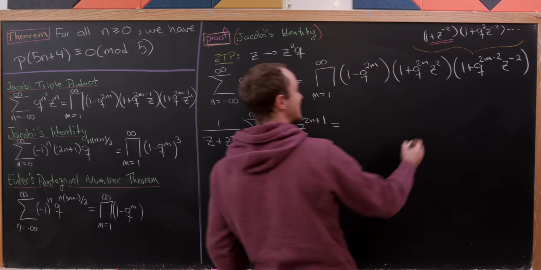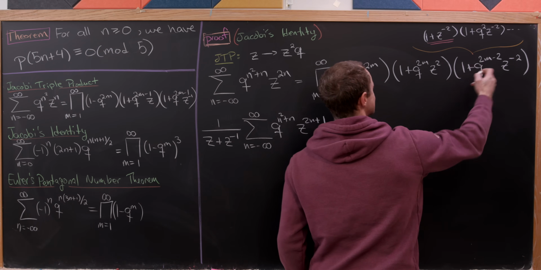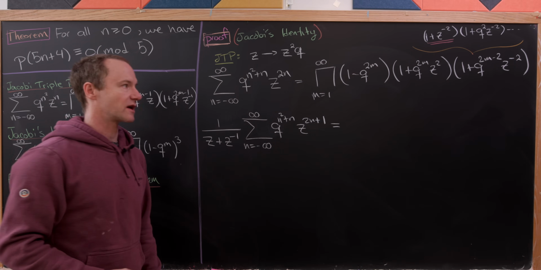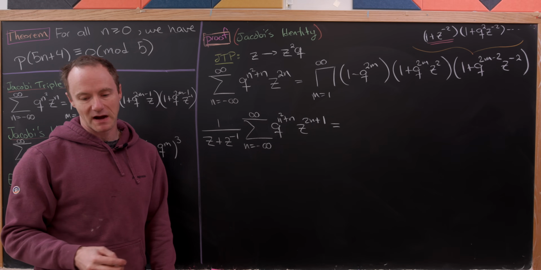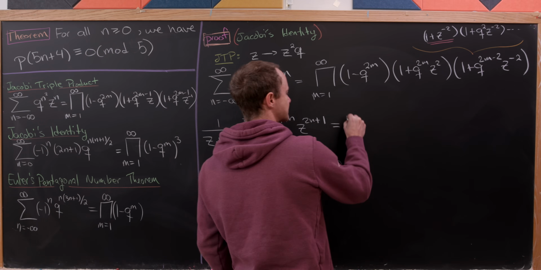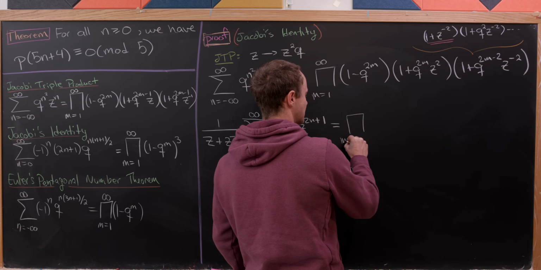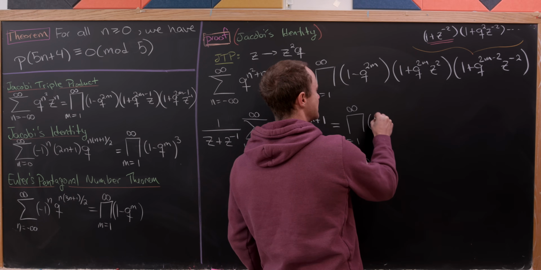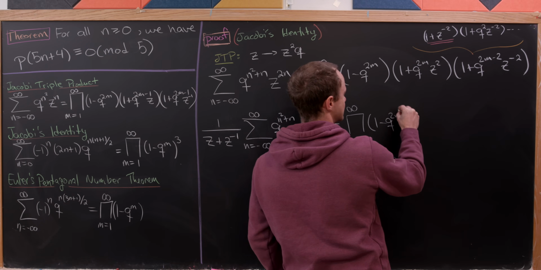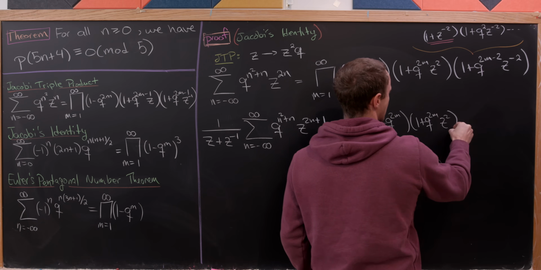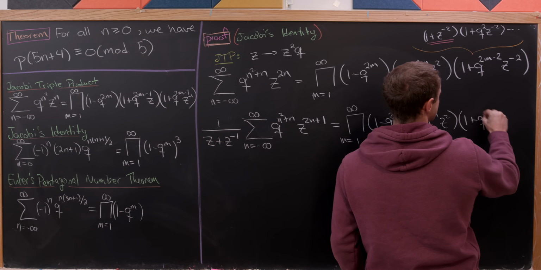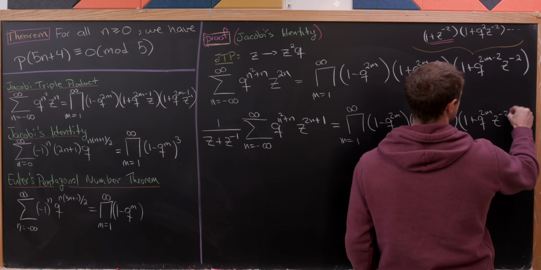So what can we do? Well, we can just re-index this last third part of our product so that it starts with 2m instead of 2m minus 2. So let's just rewrite this product. We've got this product as m goes from 1 up to infinity of 1 minus q to the 2m, and then 1 plus q to the 2m times z squared, and then 1 plus q to the 2m times z to the minus 2.